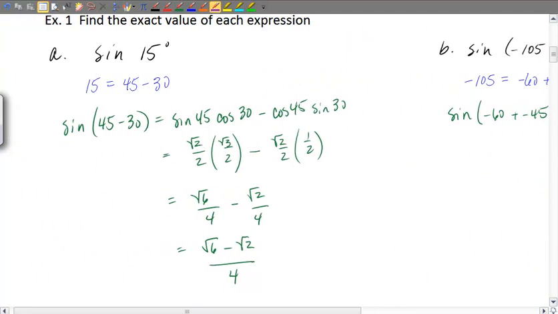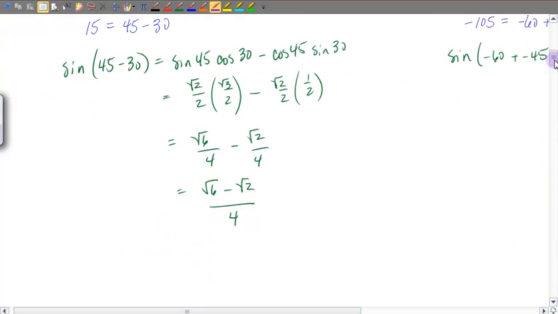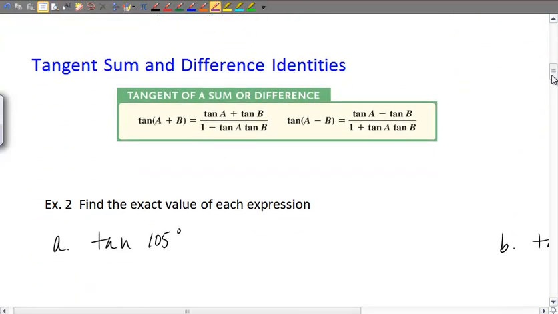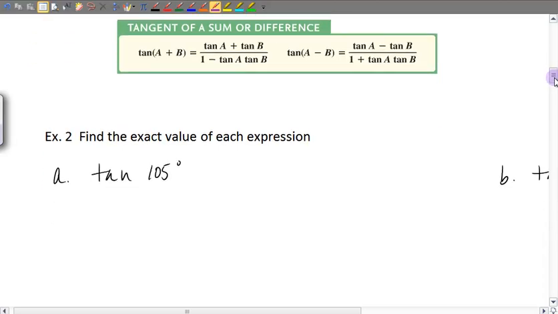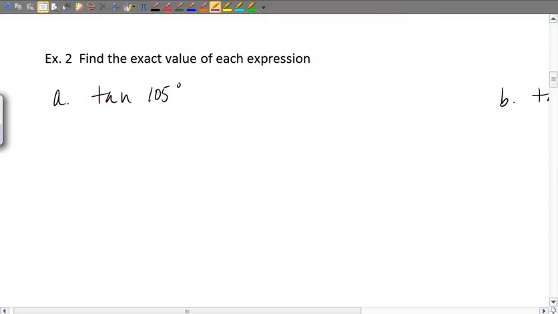Okay, well that's the sine sum and difference. Now let's look at what the formula says for the tangent sum and difference. Take a minute, write down these two identities that we have going on here. The tangent of a plus b breaks into the tan of a plus the tan of b, divided by 1 minus the tan of a times tan b. And then you can see over here what it is for the difference identity. Well, let's use the same concept we just practiced with sine, and apply this using tangent.